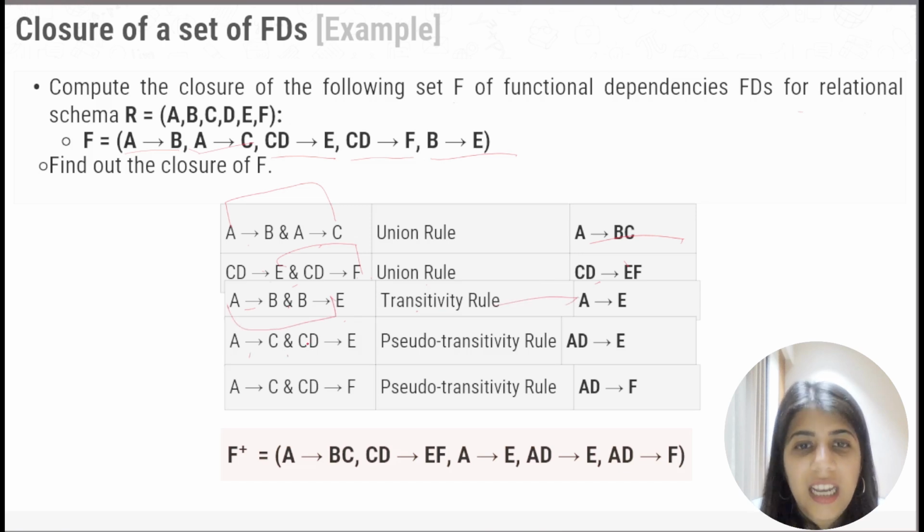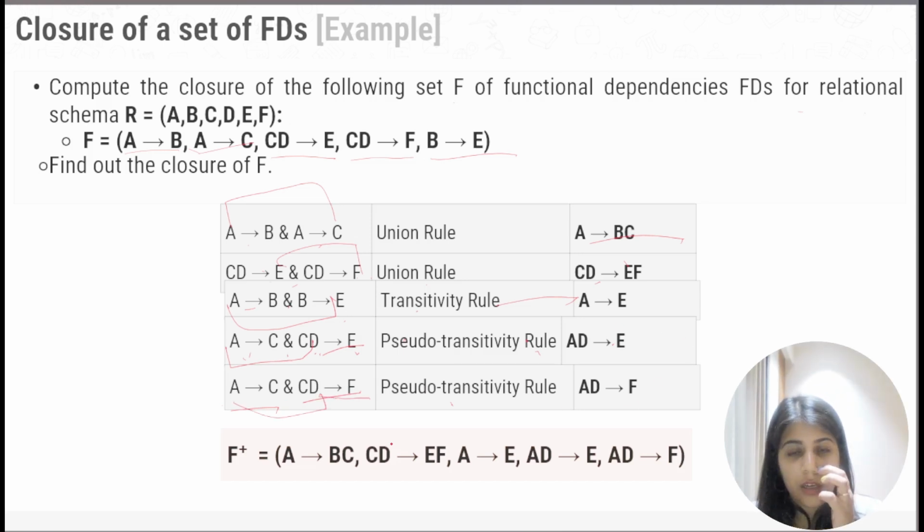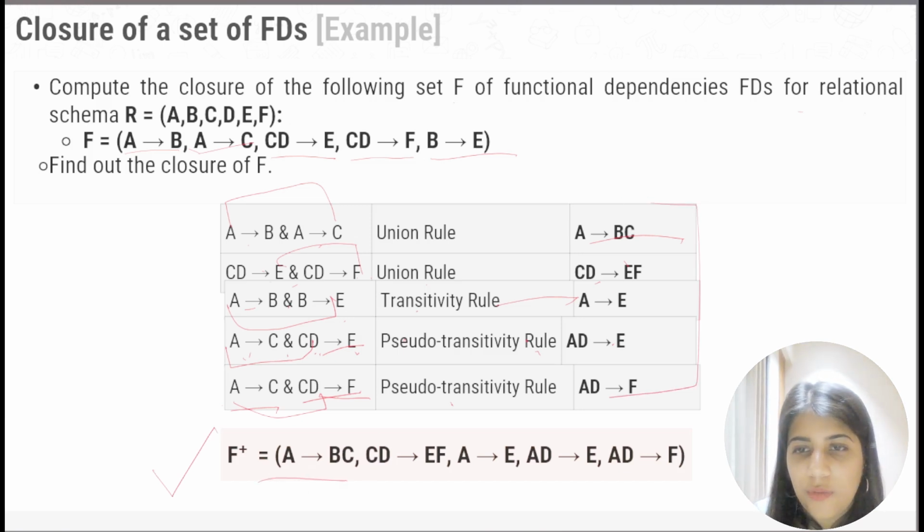A can determine C and CD can determine E. Pseudo transitivity. AD can determine E's value. AD can determine together E's value also. Again over here A can determine C and CD can determine F. Pseudo transitivity rule, AD can determine F's value also. So the final closure which we get is all these values over here.